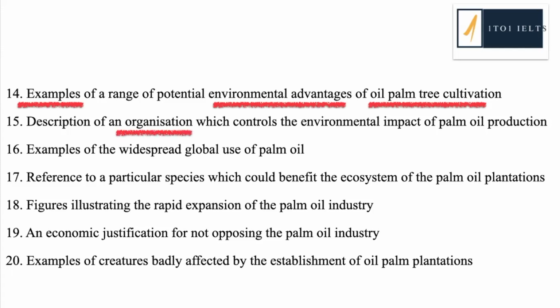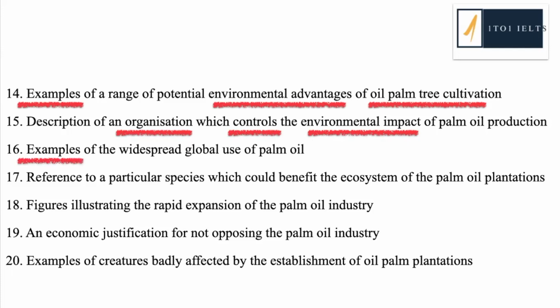Looking at 15, I see it says description of an organization. Now, organization is a very important word here because it's very likely we're going to be looking for a name of an organization. So it's going to be a proper noun. We're going to see capital letters. This organization controls, is in charge of environmental impact of palm oil production. So again, it's going to be something to do with the environment, the effects, the impact, and we want an organization that controls these effects.